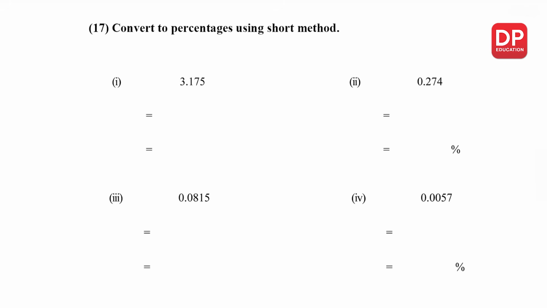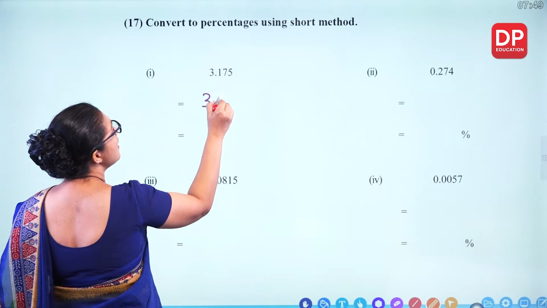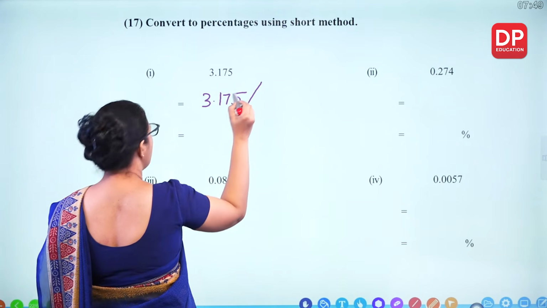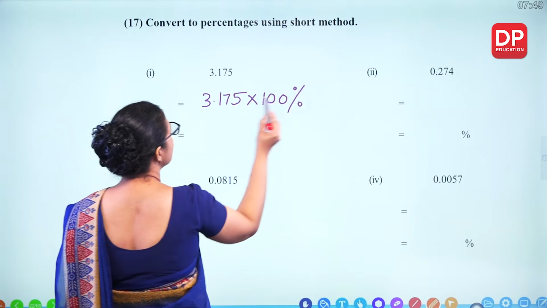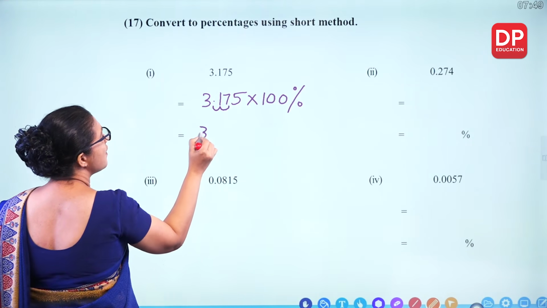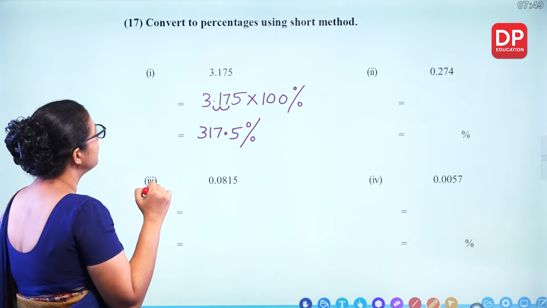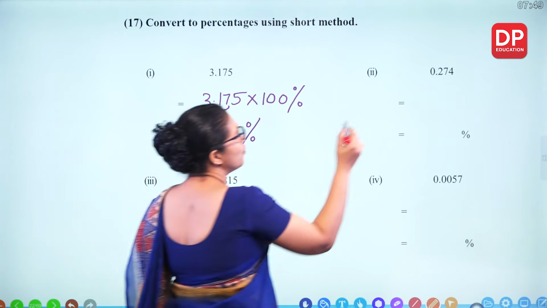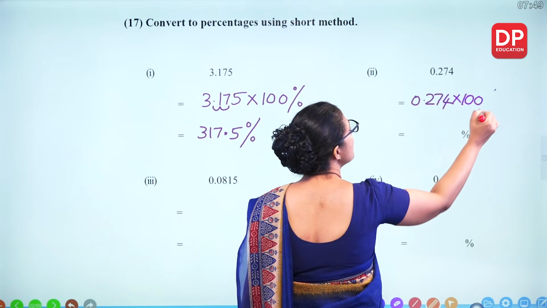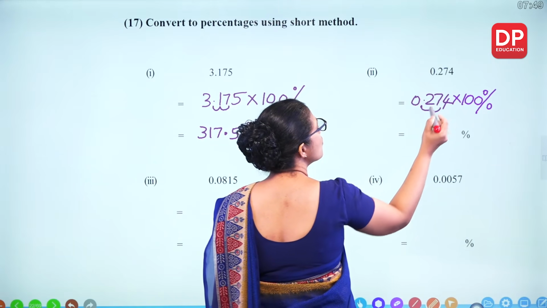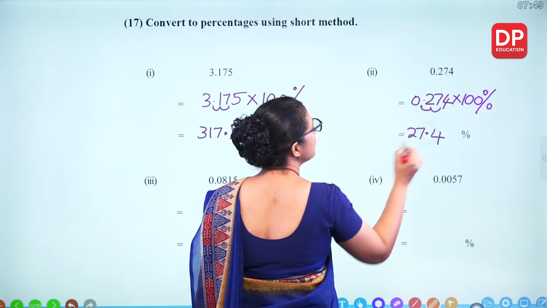Convert to percentages using short method. So any decimal you can multiply by 100 and put the percentage sign. 1, 2, 317.5%. 0.274, 0.274 multiplied by 100 and put the percentage sign. 1, 2, 2 places to the right, 27.4%.